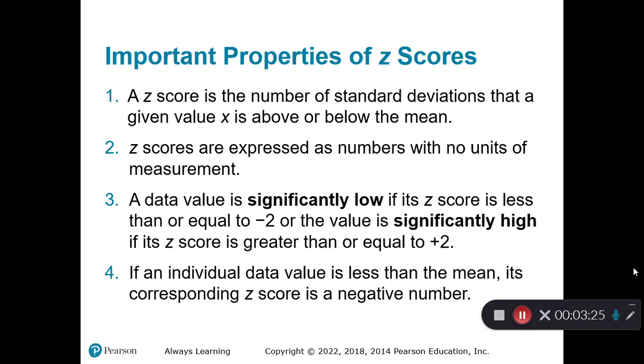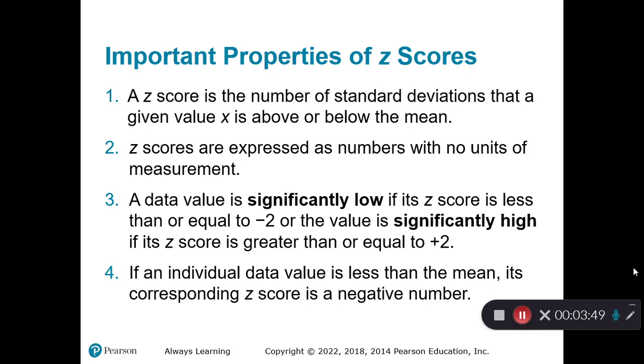Let's look at some properties of z-scores. First, a z-score, as I said earlier, counts the number of standard deviations that any specific data value x falls from the mean, either above the mean because it's a large value or below the mean because it's a smaller value than the mean. Z-scores are expressed as numbers with no units, and again we take those numbers out to 2 decimal places.